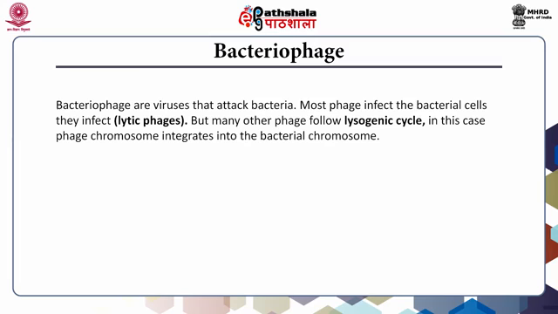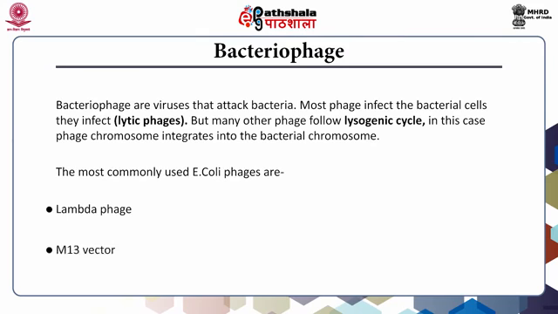Bacteriophages are viruses that attack bacteria. Most phages lyse the bacterial cells they infect, these are lytic phages, but many other phages follow the lysogenic cycle. In this case, the phage chromosome integrates into the bacterial chromosome. The most commonly used E. coli phages are lambda phage and M-13 vector.